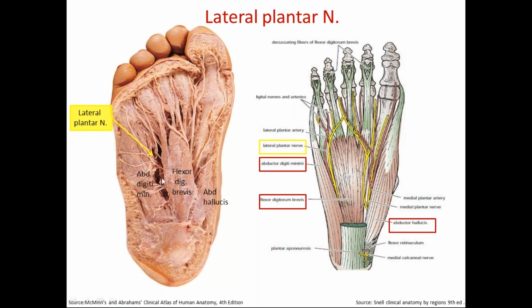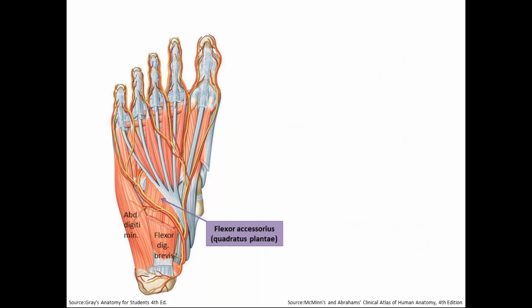Now again, if you want to see the main trunk, we have to cut these muscles. So if we are going to cut the flexor digitorum brevis and abductor hallucis, then you can see this lateral plantar nerve. Now you can see this lateral plantar nerve is running over a muscle of the second layer, which is pulling this flexor digitorum longus, and this muscle is flexor accessorius, or the quadratus plantae.